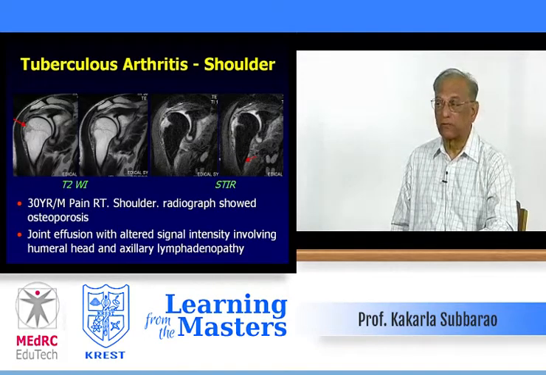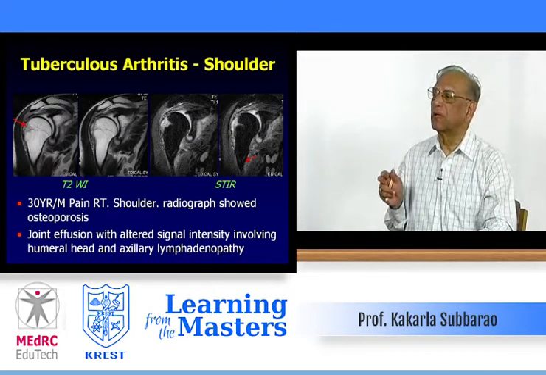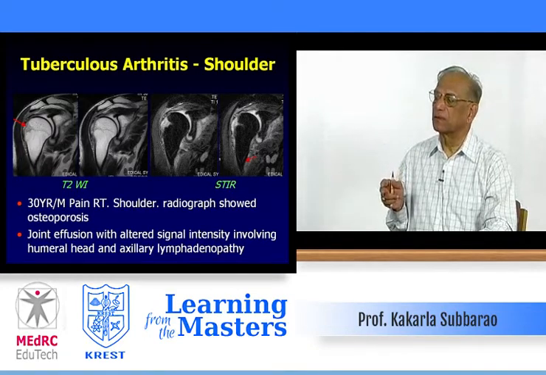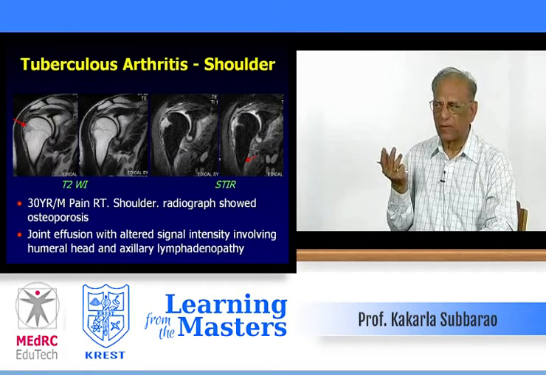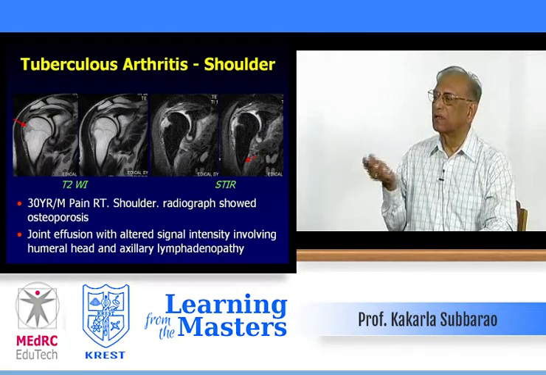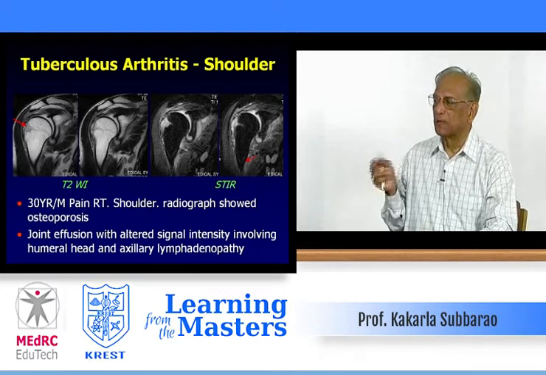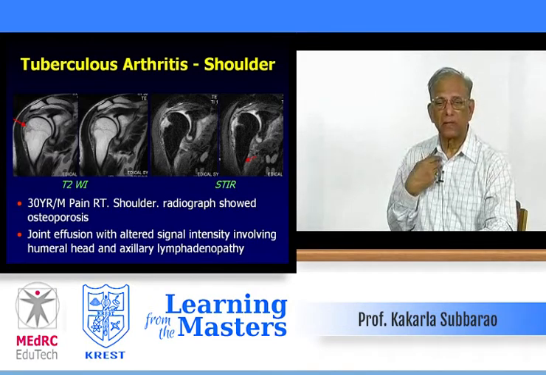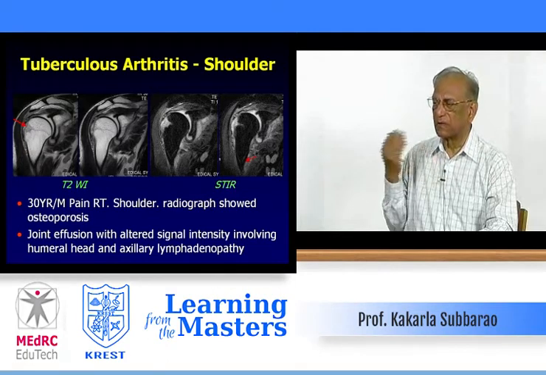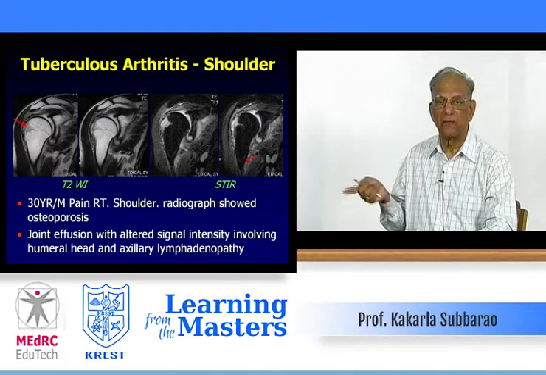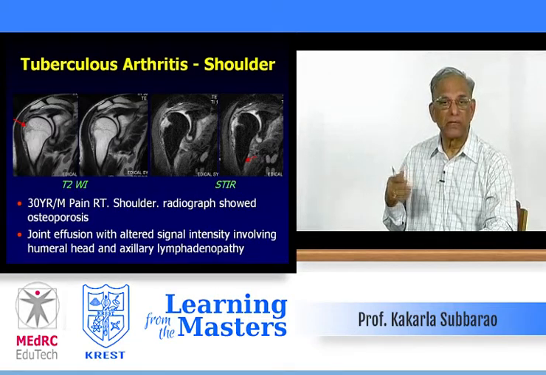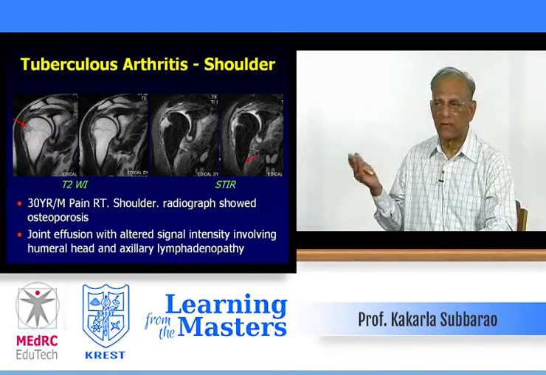Now, tuberculous arthritis of the shoulder. This is a 30-year-old male, pain in the right shoulder, and of course, plain radiograph shows just osteoporosis, nothing else. And then you take an MRI, T2 weighted image, and STIR images. There is joint effusion. On plain films, you cannot tell joint effusion, with altered signal intensity involving the humeral head, and also incidentally noted axillary lymphadenopathy. Look at the advantage of MRI as opposed to plain film. Even CT may not show the axillary lymphadenopathy.